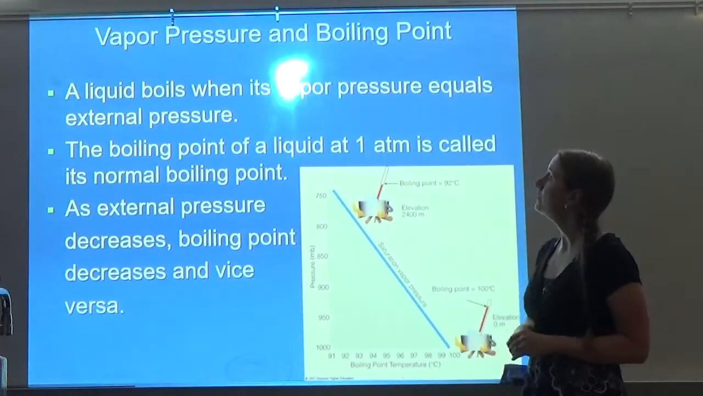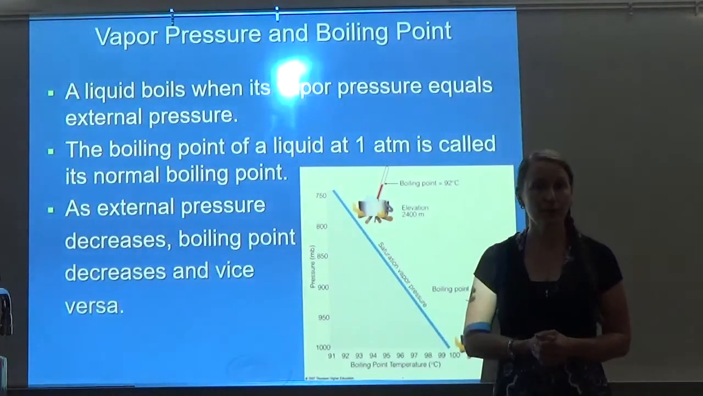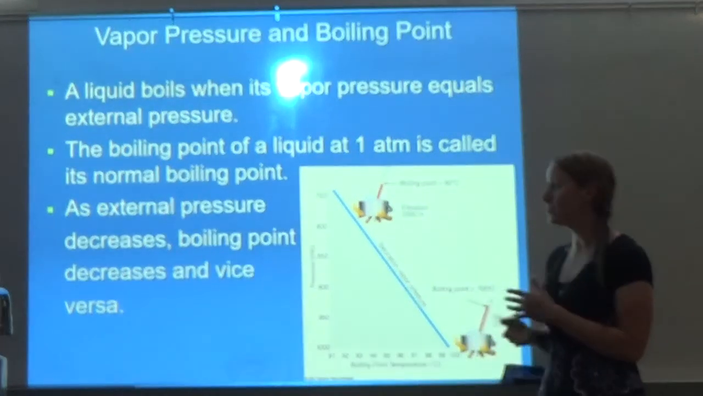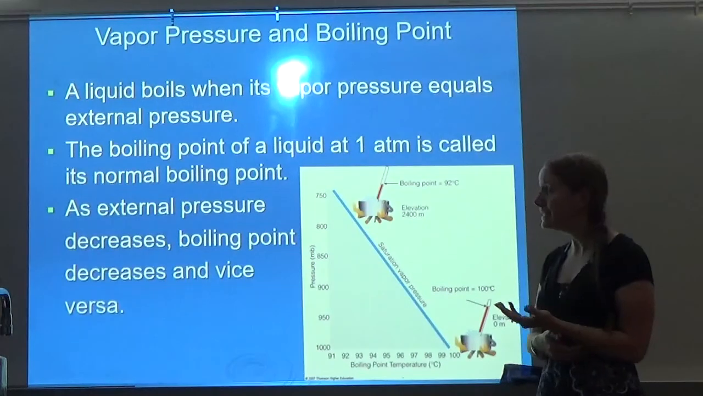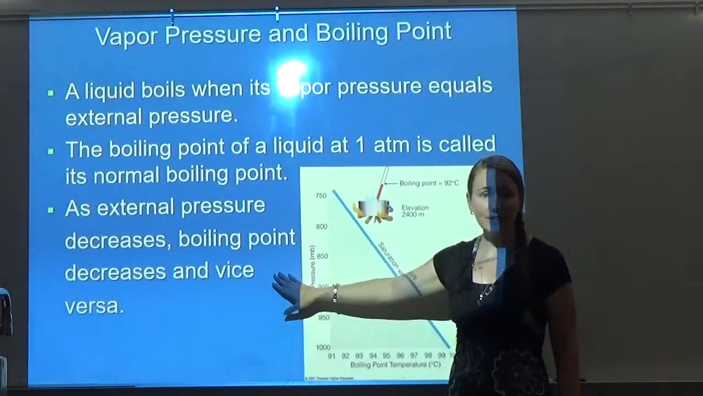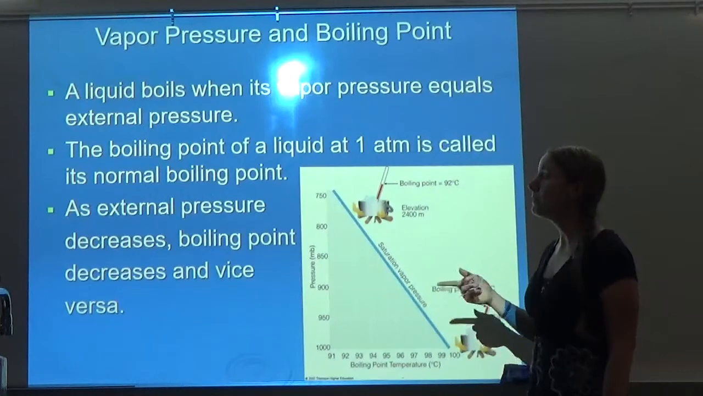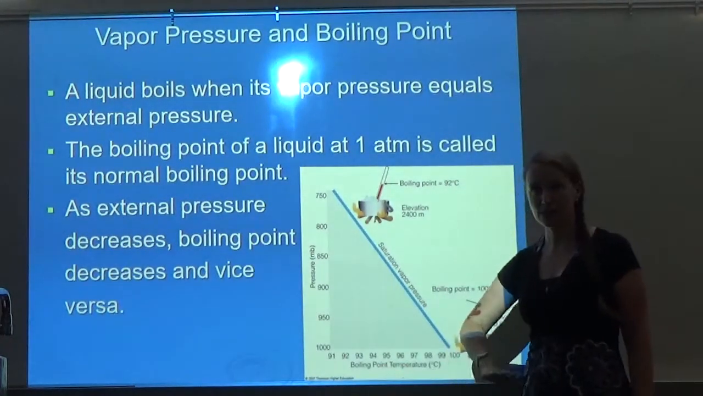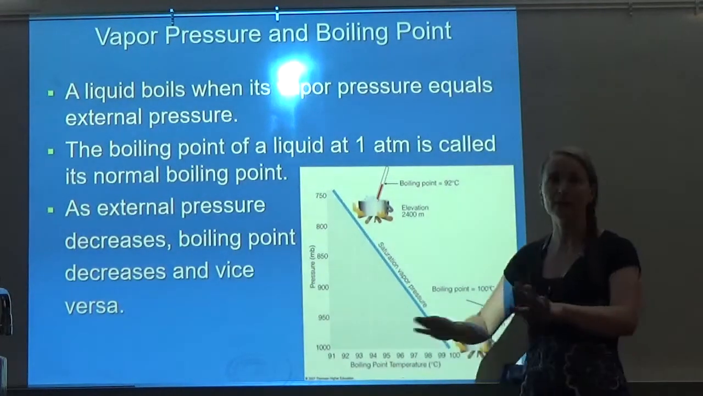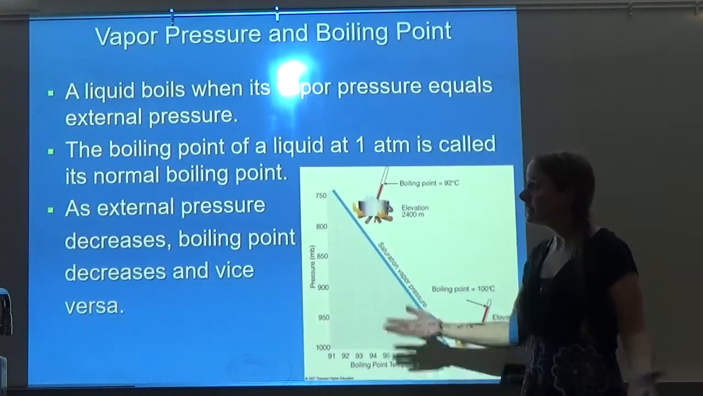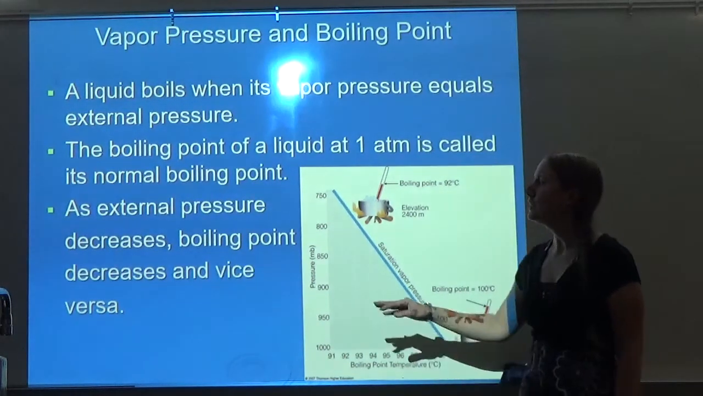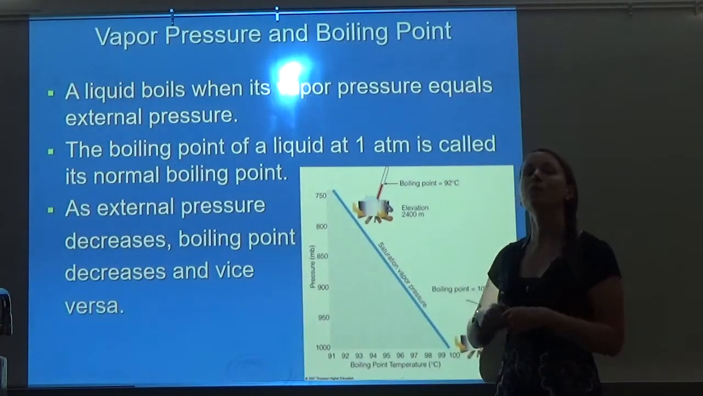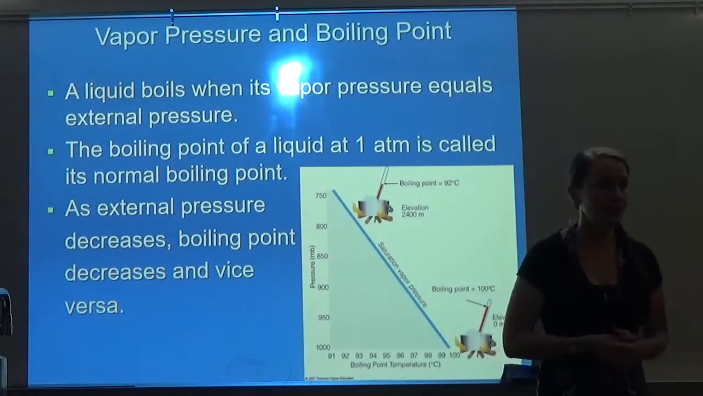The boiling point of a liquid at 1 atm is called the normal boiling point, because as your external pressure changes, your boiling point will change. So as external pressure decreases, the boiling point decreases, and vice versa. So this is why if you go up a mountain, water will have a lower boiling point than it does at ground level, like at sea level. Also, this is the way a pressure cooker works. If you can increase pressure, then that will increase the boiling point and your food will cook faster.